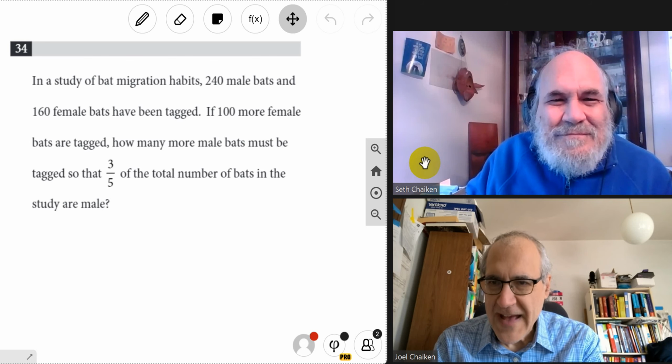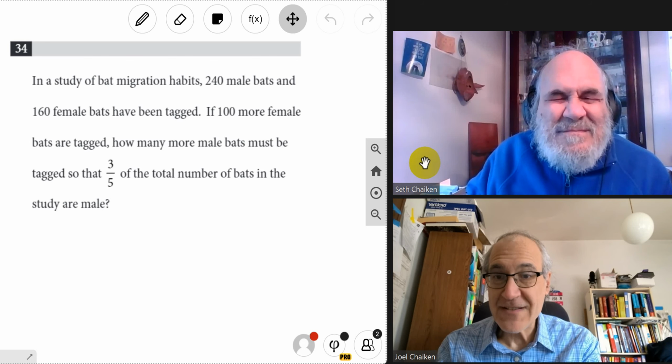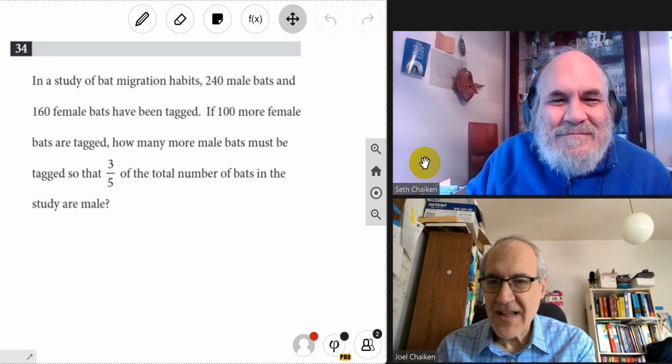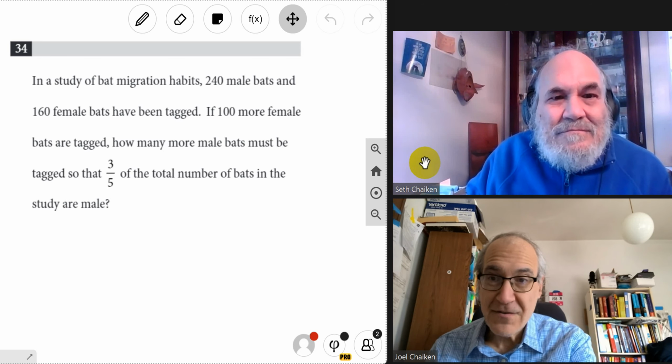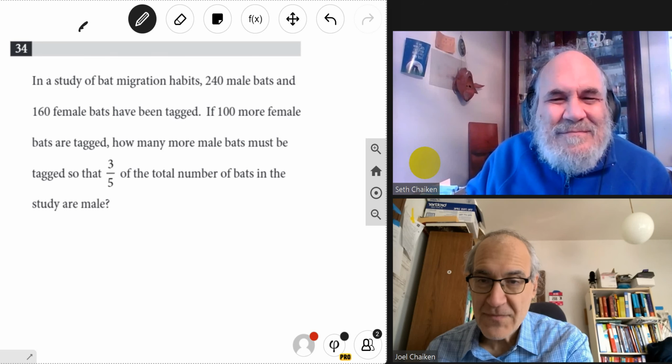240 male bats and 160 female bats have been tagged. If 100 more female bats are tagged, how many more male bats must be tagged so that 3/5 of the total number of bats in the study are male? Oh my goodness!